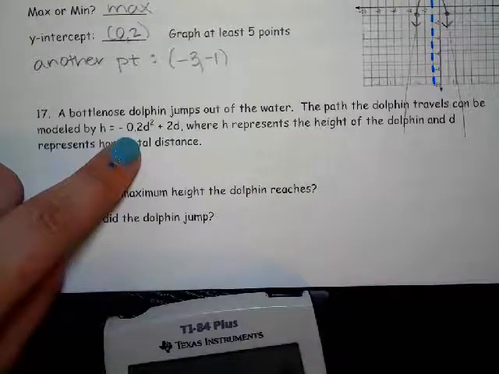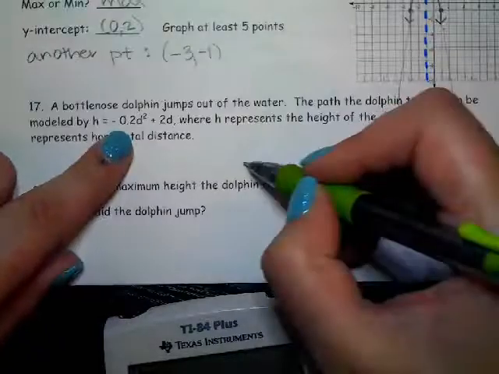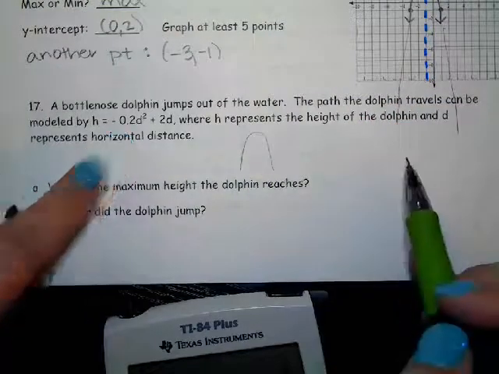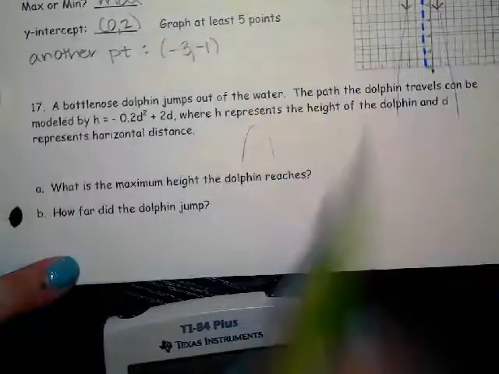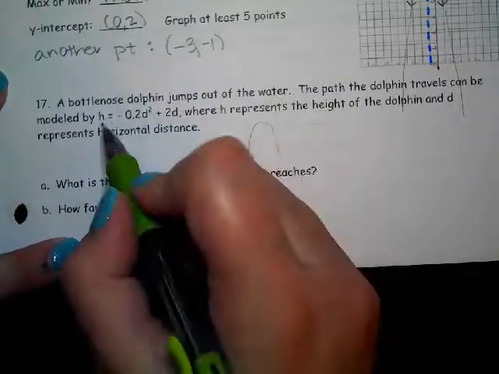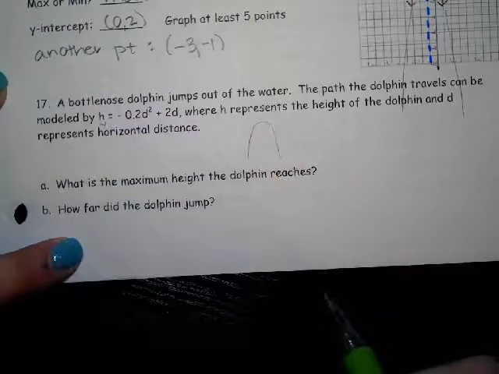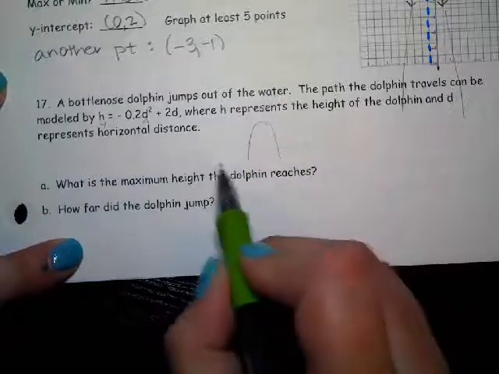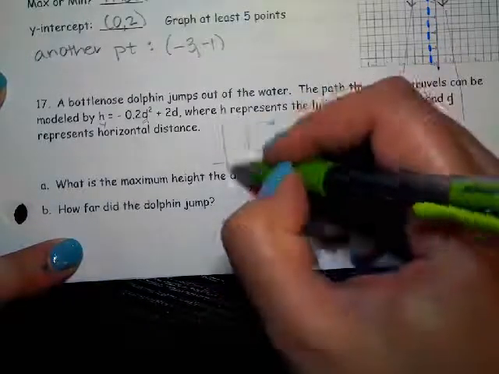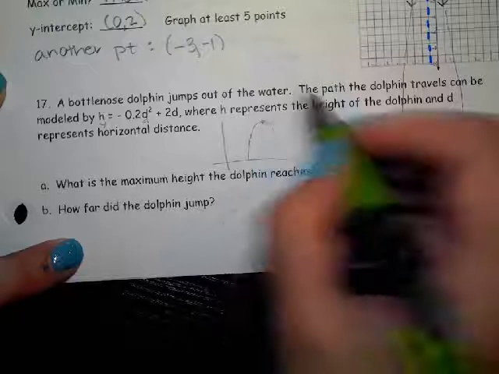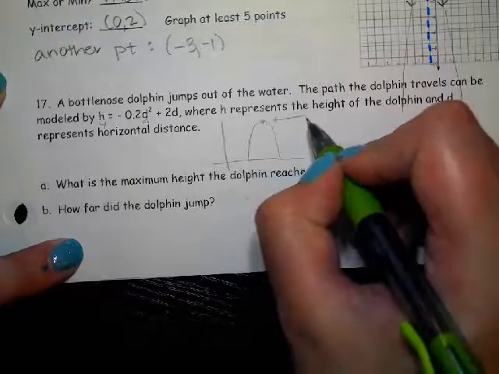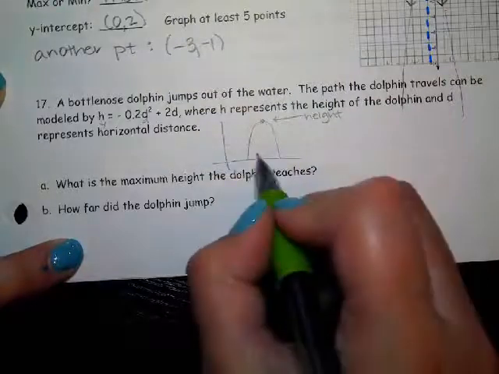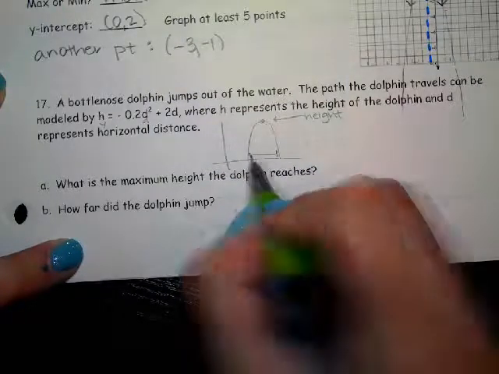So it says H represents the height of the dolphin. H is normally the Y coordinate, right? And then D represents the horizontal distance. So when they talk about this versus this part right here, that's the height of the dolphin. And then this part right here, that's the horizontal distance. So they're talking about how far over the dolphin was able to jump versus how high the dolphin jumped. Does that make sense? Okay.